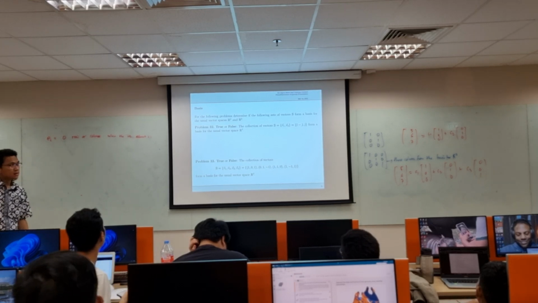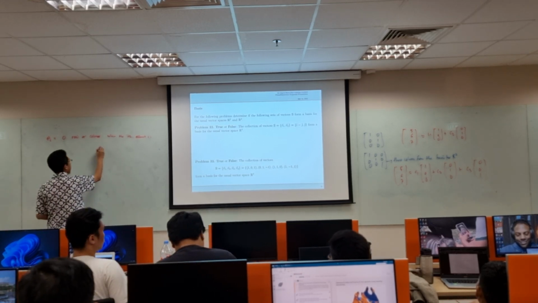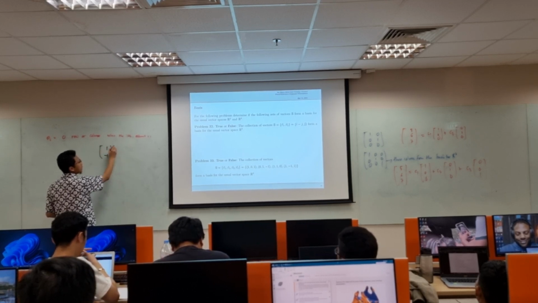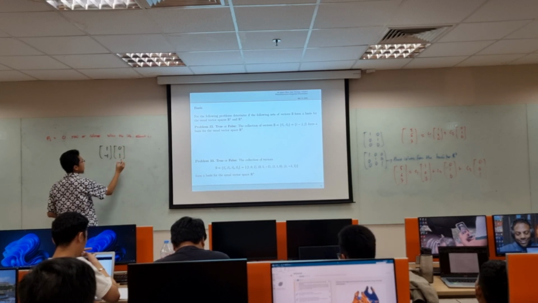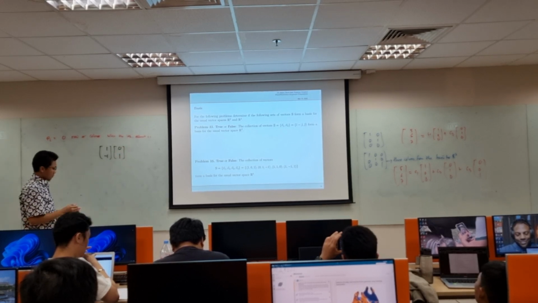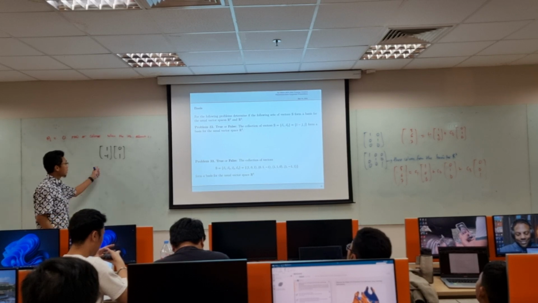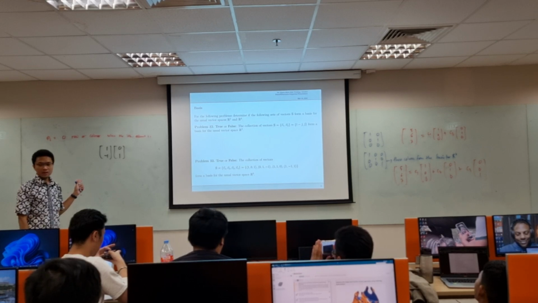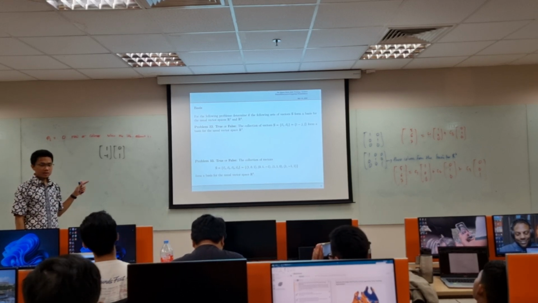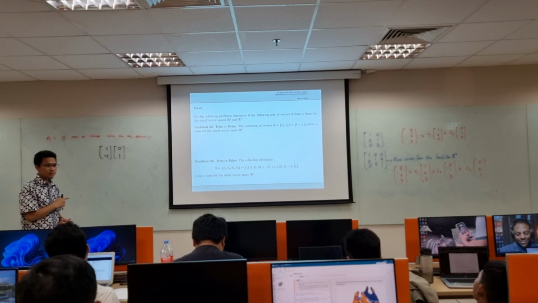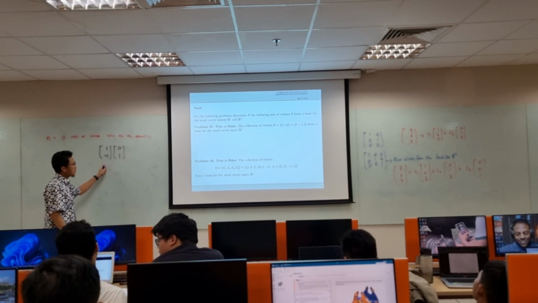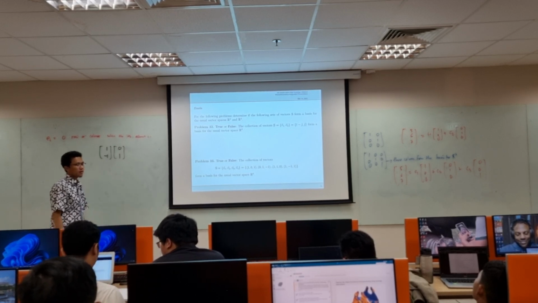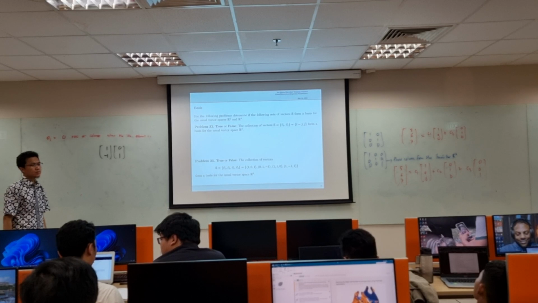Can this form a basis? Yes. So you have 1, minus 1, and then 0, 1. Yeah, 1, 0, and minus 1 and 1. So this is true. Any question on this? The first thing is that they are linearly independent and then they span R2.